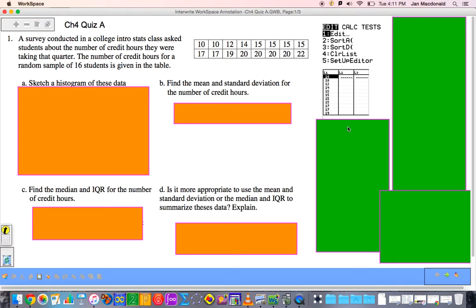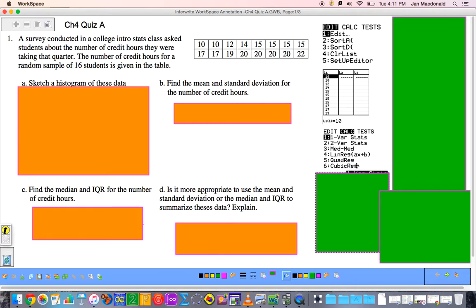Okay, so now that we're done entering our data, we're going to find some information about our data. We're going to find the mean, the median, we're going to find the standard deviation, we're going to find our 5-number summary. So let's take a look. How do we do that? Well, again, we hit our stat key, we arrow over to calculate, and our first menu is one variable statistics.